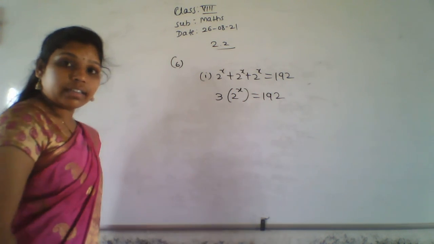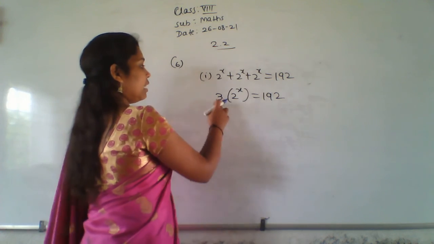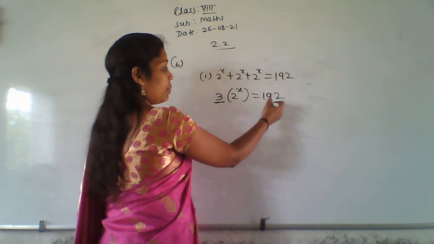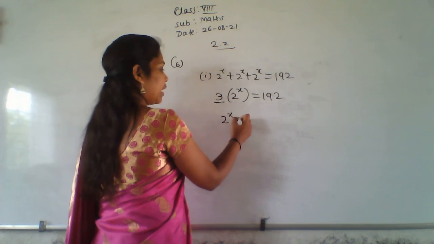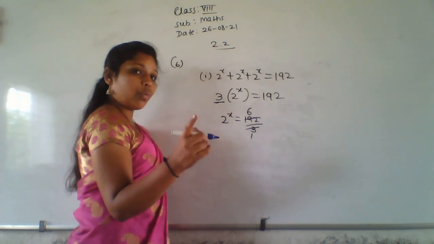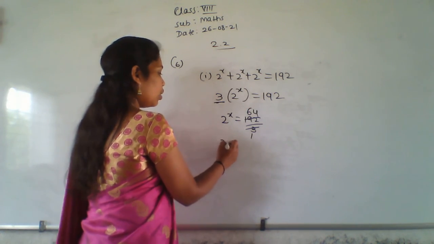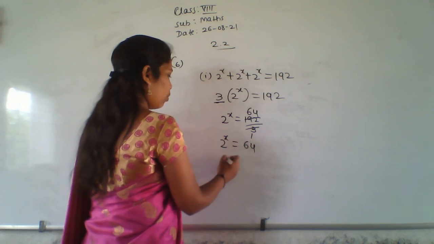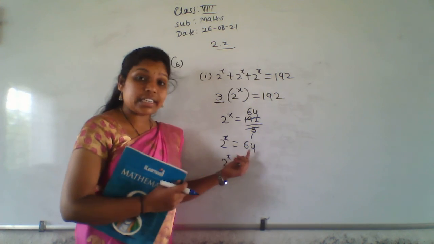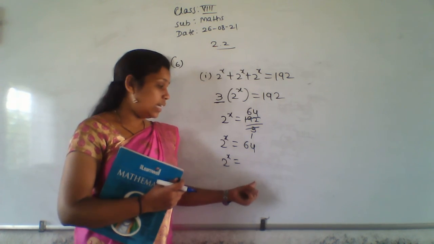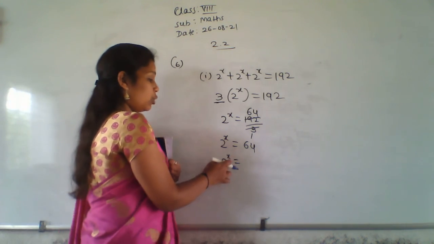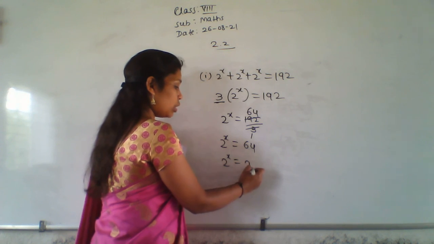We can write. Right? So next thing, again divide by 3. Here it is a multiplication, so we can take it across and it will become a division. So 2 to the power x is equal to 192 divided by 3. Here 3 ones are 3, 3 sixes are 18, 1 left, again 3 fours are 12. Right? 2 to the power x is equal to 64. Next, we can write 64 in terms of 2 to the power something. How many times if you multiply 2, you will get 64? That is 2 to the power 6.